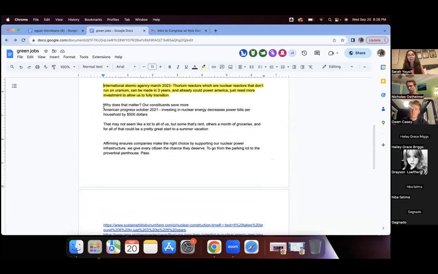And then I had this impact that our constituents save more. And I made my rhetoric so that it shows what that looks like to an average person, or even to someone who's not struggling, what that $500 can look like. And I had this whole theme of going from the parking lot to the penthouse and how every American deserves that.